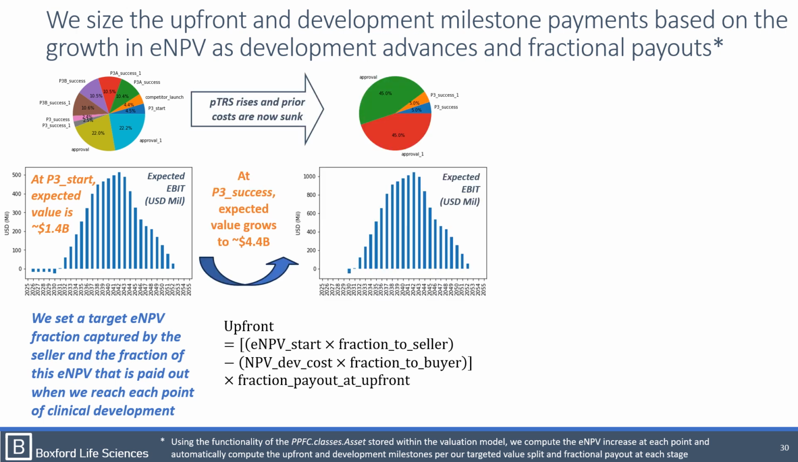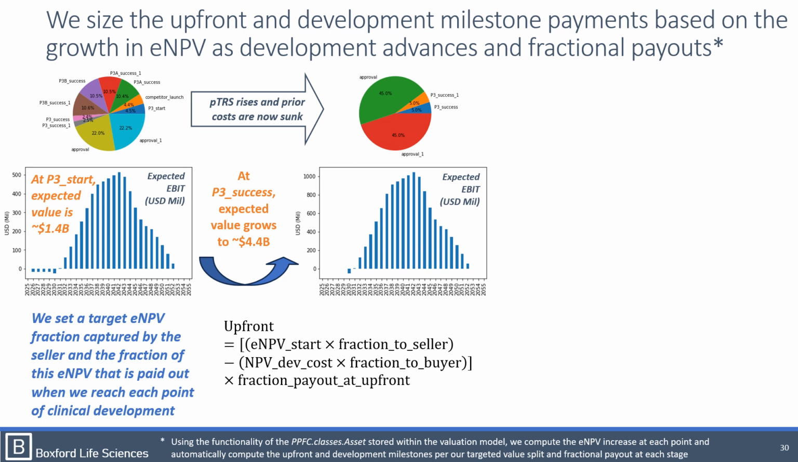As we advance the asset through the clinical development pathway and we go from phase 3 start to phase 3 success, the expected value grows significantly from 1.4 to 4.4 billion from a number of factors. First, the probability of technical and regulatory success increases because we no longer have the risk of the phase 3 trial. The costs of those phase 3 trials are now in the past and sunk, so they're not a detriment to valuing the asset. And all those future sales are now much closer to being realized and so go up in expected value.